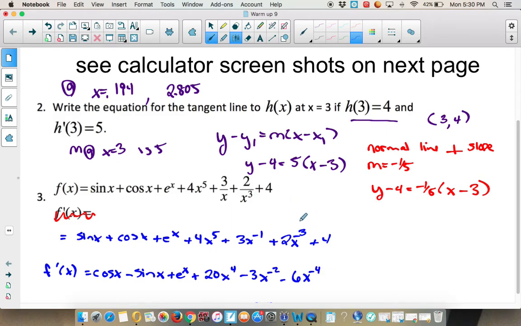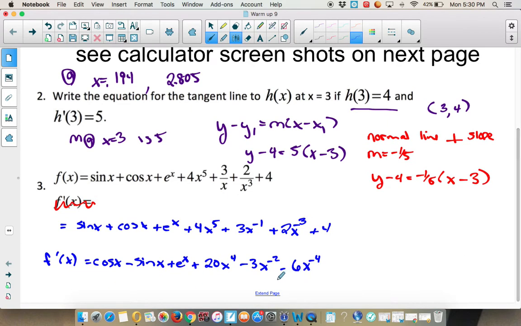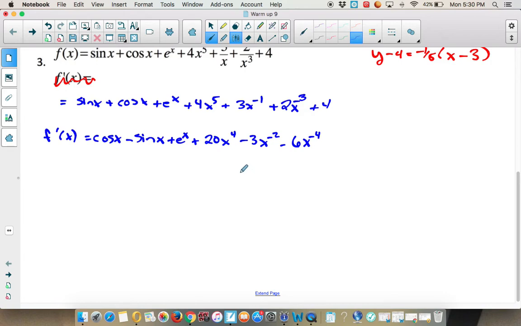And then the derivative of 4 is just going to be 0. You can leave it like that, or you can rewrite these last two as negative 3 over x to the positive 2, just using your exponent rules, minus 6x to the positive 4. I don't have a preference. You can leave them in either answer form. It's easier to leave it as a power just in case I'm going to ask you to take the second derivative.